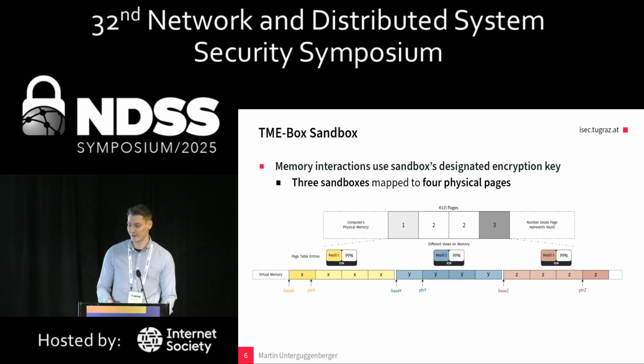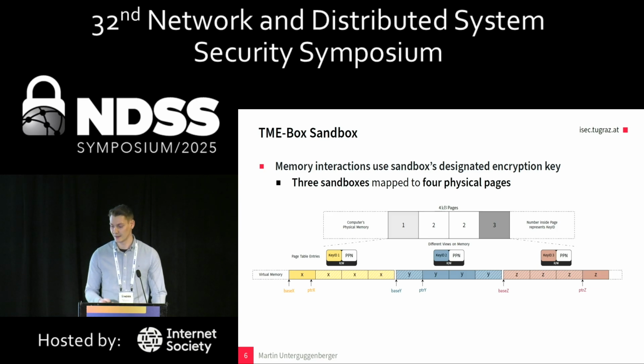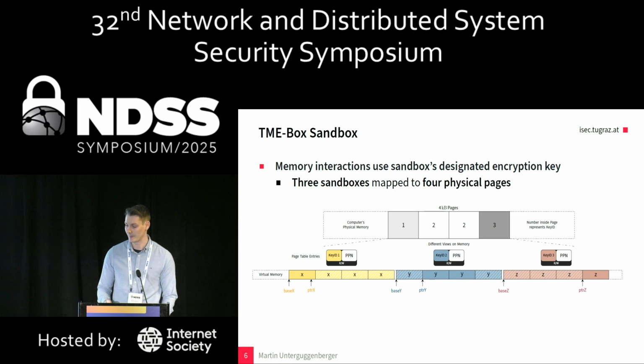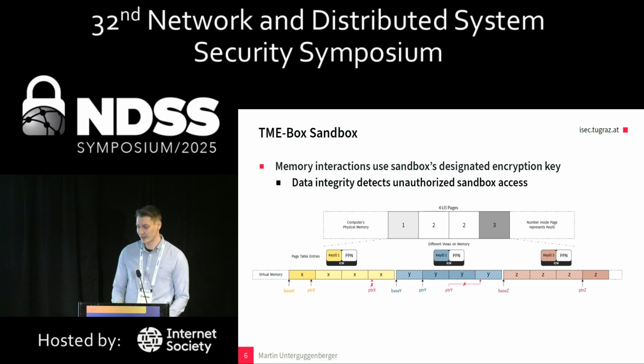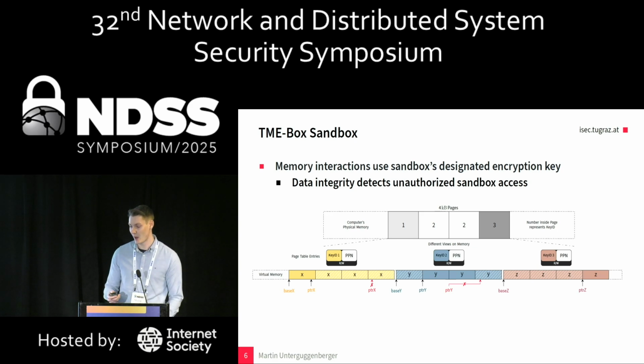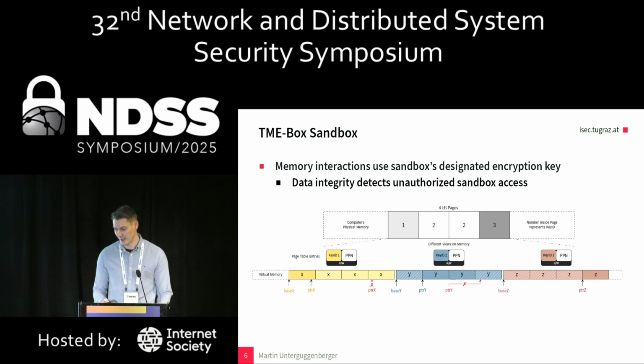So we have 3 sandboxes that are mapped to 4 physical pages, and this allows us to get different views on the physical memory. And then the data integrity detects any unauthorized access of any sandbox. So for example, if we take sandbox 1 and sandbox 1 tries to read from memory of sandbox 3, here we will get a MAC mismatch and the violation is detected.